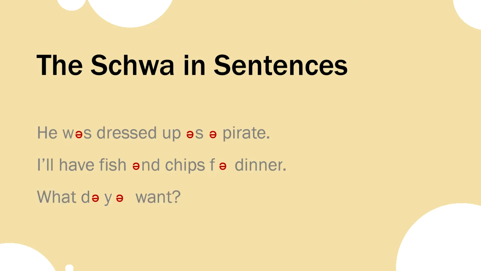Now don't forget what we learnt last time, that some words, if they have two syllables for example, will have one unstressed syllable and one stressed syllable. So these two words, pirate and dinner, actually also have a schwa sound in them. So we should read these sentences like this.